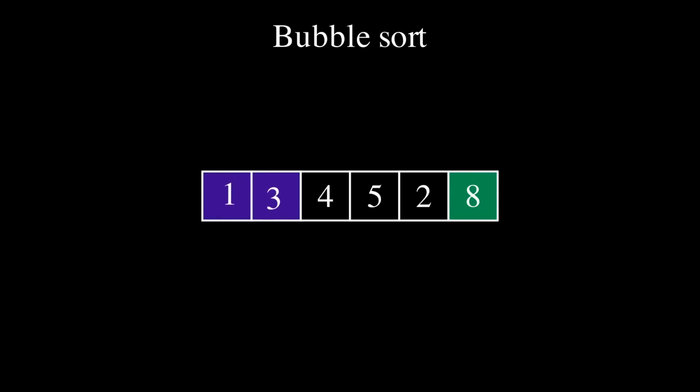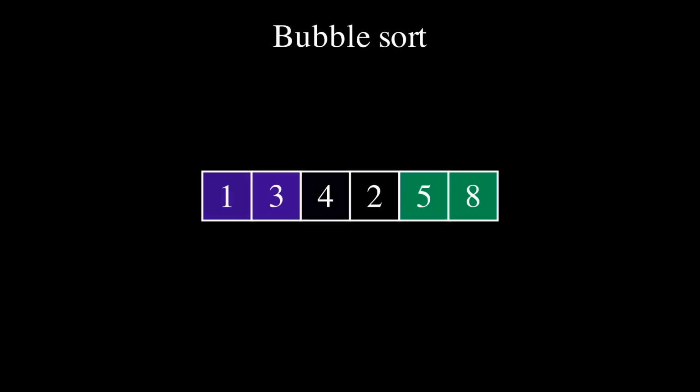3 is greater than 1, we swap them. 3 is less than 4. We are moving to the next pair. 4 is less than 5. We move to the next pair. 5 is greater than 2, we swap them. We completed one more iteration. Now 5 is in the proper place. We are starting one more iteration.